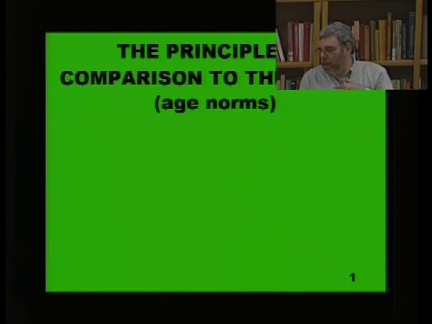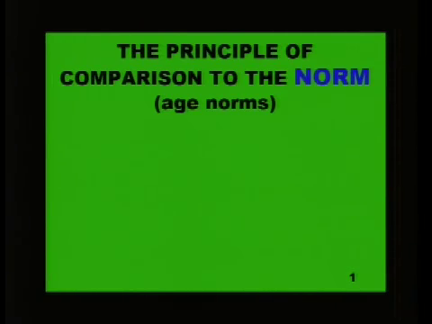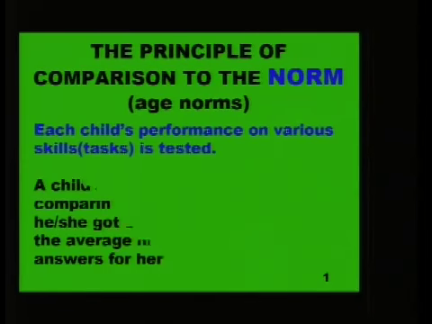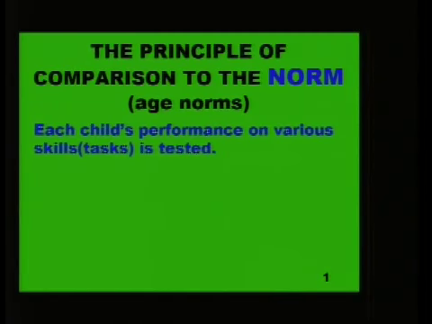Okay, let's go to the PowerPoint. And here, you better get my picture out of there for a second. That's the principle of comparison to the norm, or to age norms. Each child's performance on various skill tasks is tested, okay? And then I see how you did compared to all the other kids. That is the kind of testing that has pretty much overwhelmed American testing. Interestingly enough, in theory, all the regular tests here, the old TEAMS test, now the TAAS test, now the TAKS test, what do they call it?